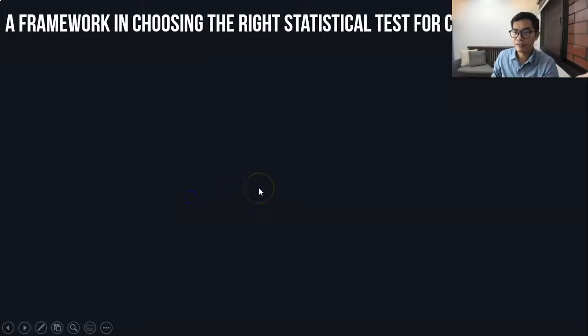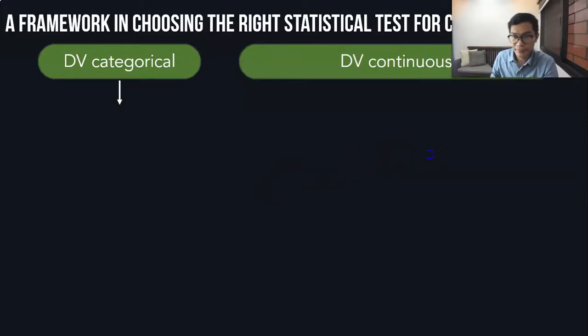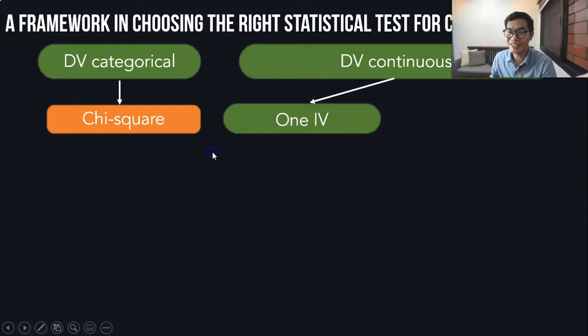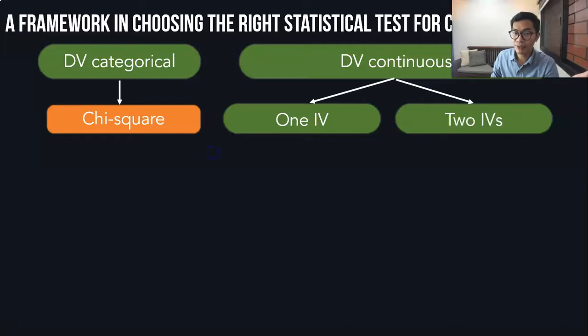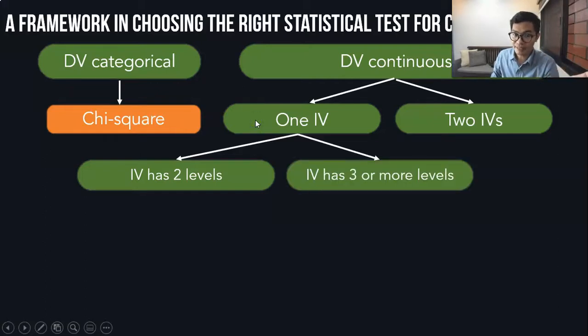Now, let me give you a simple framework that you can apply in choosing the right statistical test for comparing means. You have a categorical DV and a continuous DV. If it's categorical, you can apply directly the chi-squared test. We will discuss this one later on. Then if the dependent variable is continuous, and you have either one IV or 2 independent variables, focusing first on the one independent variable, does it have 2 levels or does it have 3 levels?